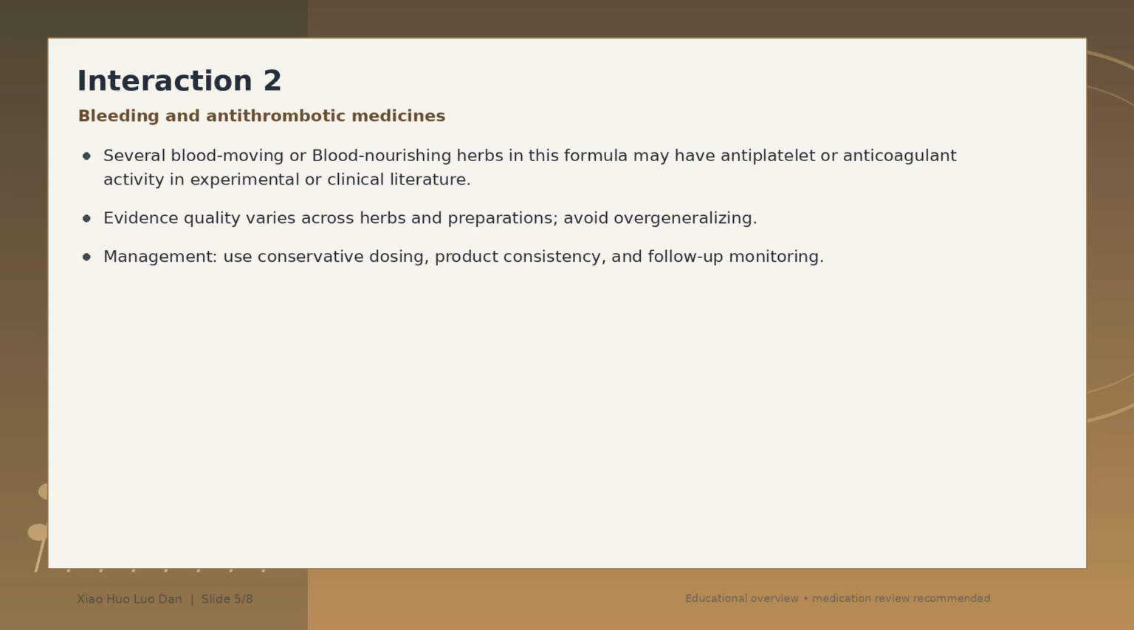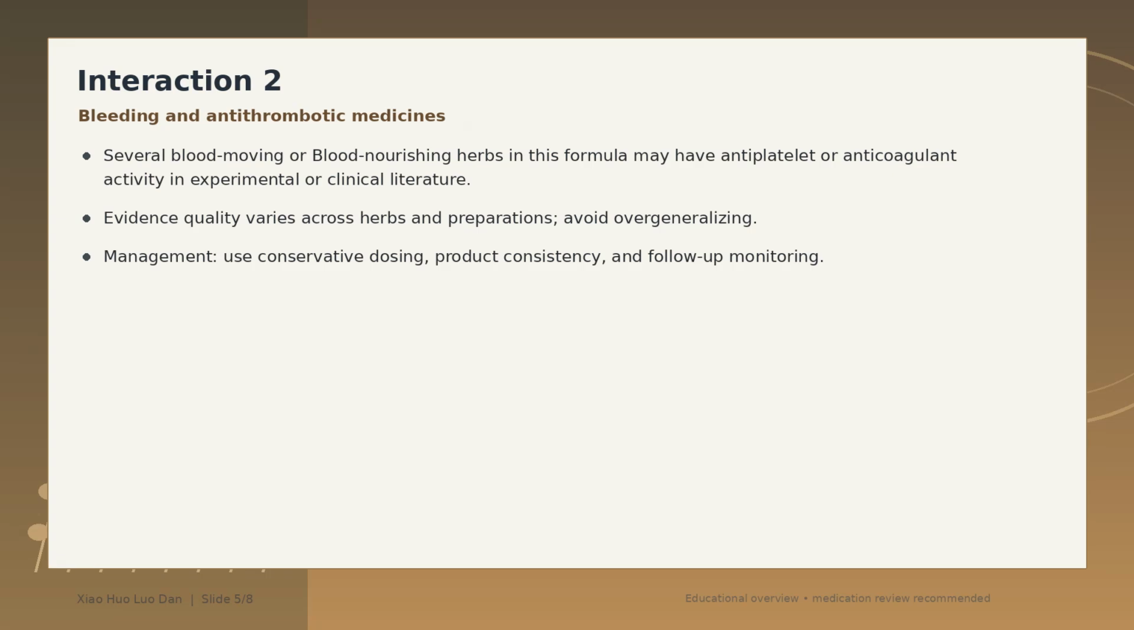The second interaction focuses on bleeding and antithrombotic medicines. Several blood-moving or blood-nourishing herbs in this formula may have antiplatelet or anticoagulant activity in experimental or clinical literature. The practical concern is additive bleeding with warfarin, direct oral anticoagulants, aspirin, clopidogrel, or perioperative use. Evidence varies by herb and product, so the safest approach is medication reconciliation, bleeding history review, and coordinated monitoring rather than assuming either safety or danger.